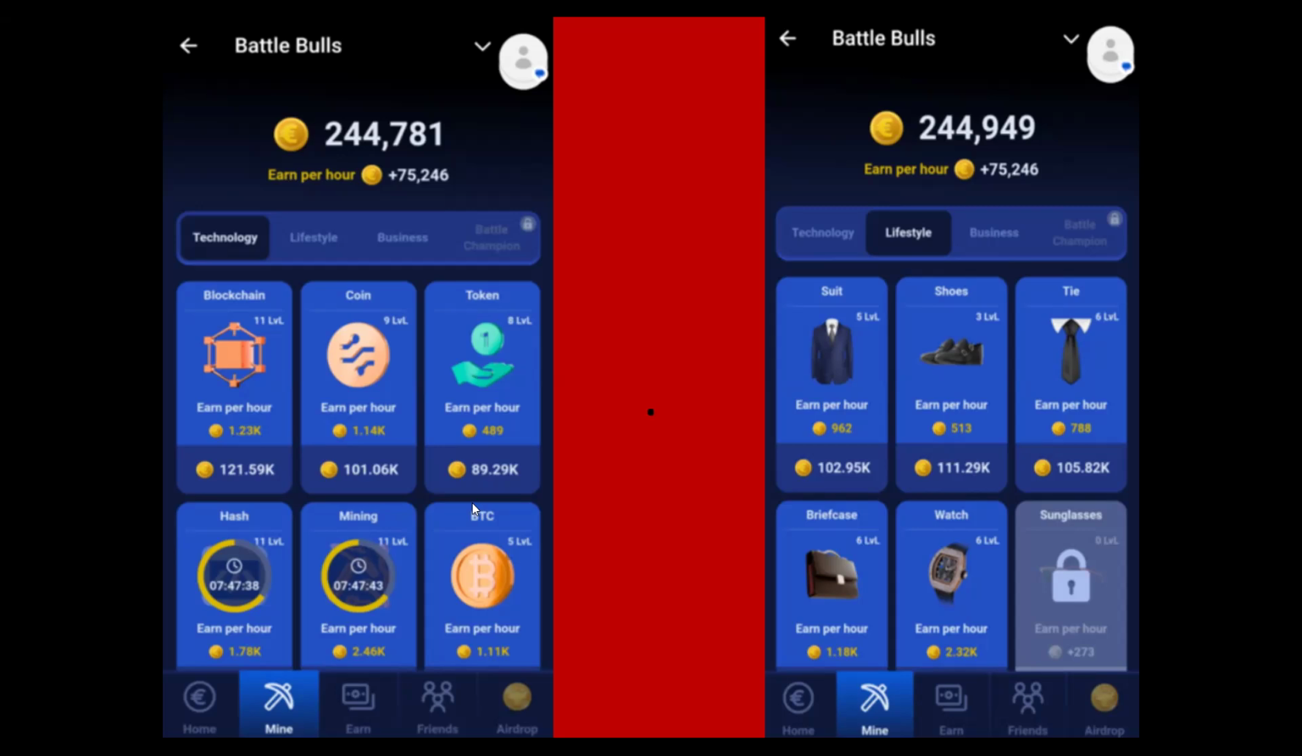Now, this is how you should do it. With this person, the person has been able to purchase most of these cards several times. You see here, it is showing 11th level, means he has purchased 11 times. This one is showing 9, means he has purchased 9 times. This one is 8. This one, for instance, is 5. This one is 3. This one is 6. This one is 6.